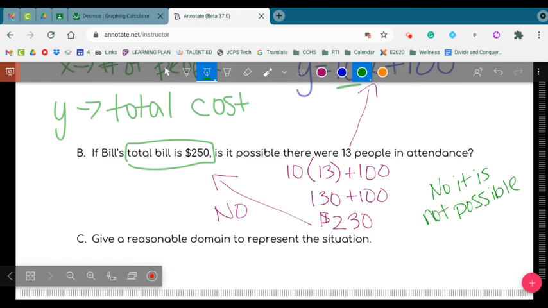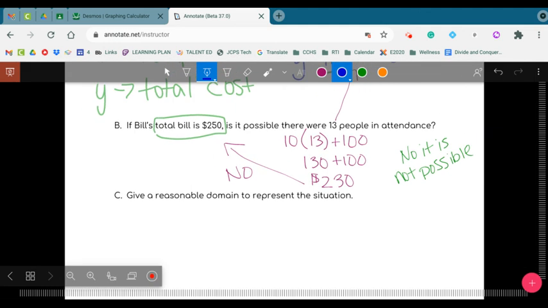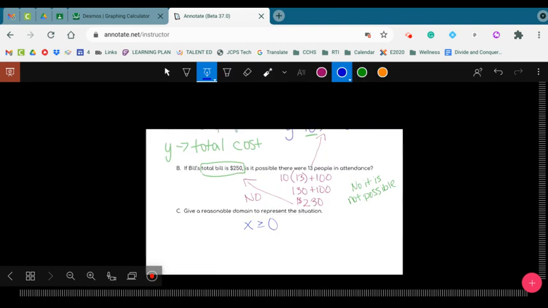Give a reasonable domain. So our domain is our x values. So our x is our number of people. So x can be greater than or equal to 0 because we could have 0 people on up.